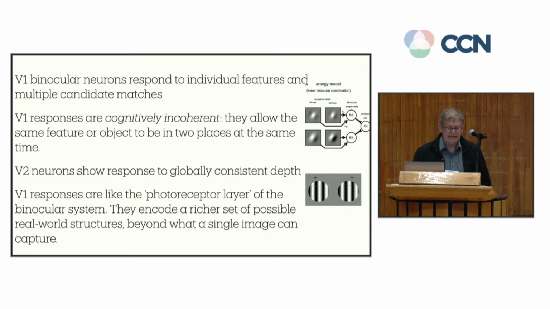So in summary, the V1 binocular neurons are responding to individual features, multiple candidate matches, and in a sense, they're cognitively incoherent. They actually allow the same feature or object to be in two places at the same time. And I suggest that that doesn't actually fulfill an adequate definition of what a spatially cognitive process is. I also note that the binocular energy model that was mentioned earlier actually shows this behavior. That is a valid model of V1 processing. And at least some V2 neurons show responses to globally consistent depth. So I'll stop there. Thank you.